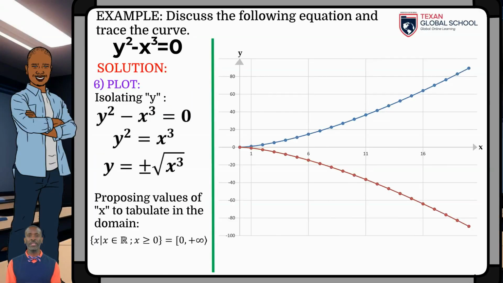In conclusion, the graph has an intercept with the coordinate axis at the origin. The function is symmetric with respect to the x-axis. Its domain goes from 0 to positive infinity. Its range goes from negative infinity to positive infinity. The graph contains no asymptotes.